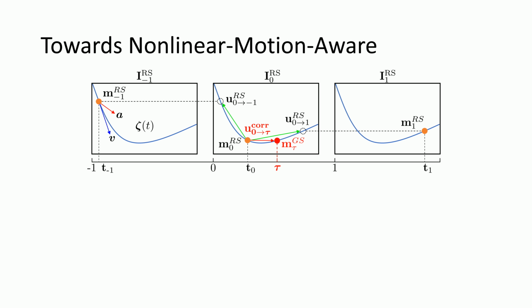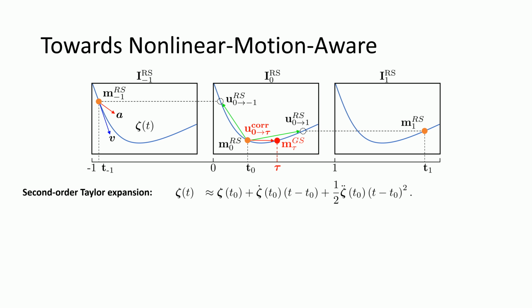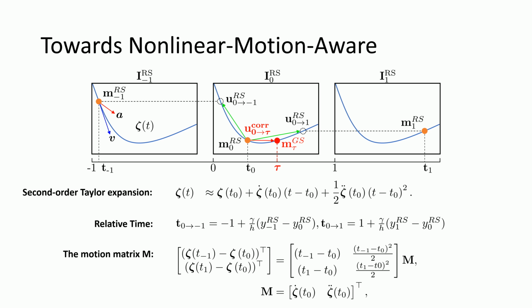To address the correction field estimation problem under complex nonlinear motion, we use the second-order Taylor expansion around T0 to formulate the motion of each pixel. According to the scanning mechanism, the relative time can be expressed as follows. Considering the trajectories from M_RS0 to M_RS-1 and M_RS1, we obtain the matrix M, which measures the quadratic motion of pixels M_RS at T.